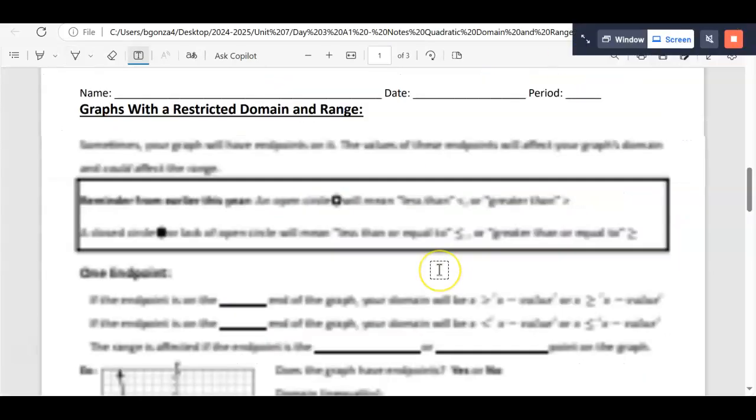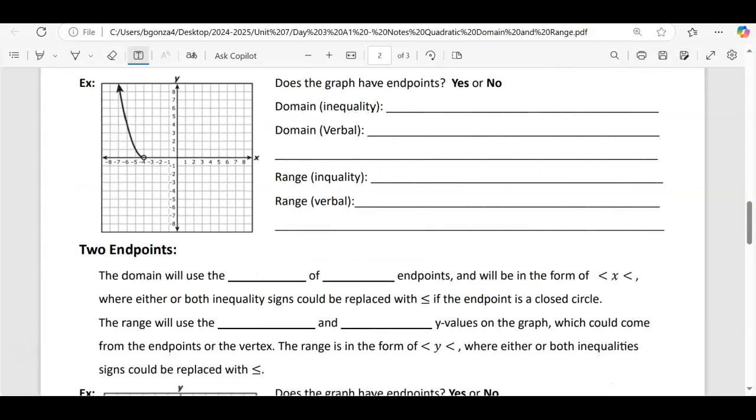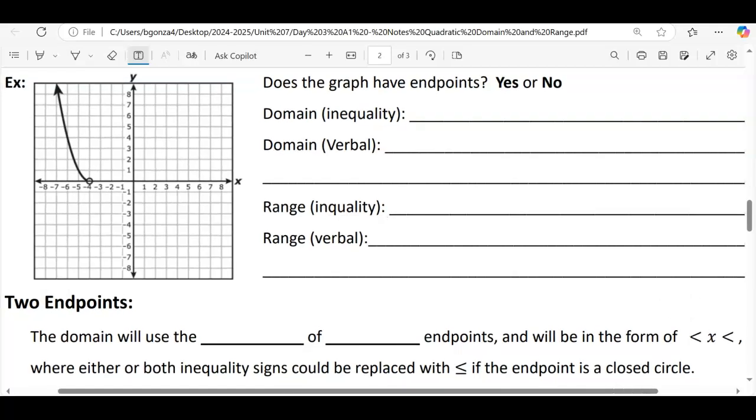So let's try with a restricted domain, one endpoint, okay? So does this graph have endpoints? Everyone looking at this example. So I see an arrowhead, that's not an endpoint, right? Like right here, this is not an endpoint. But right here, that's an endpoint. Yes, it does. And it's on the right.